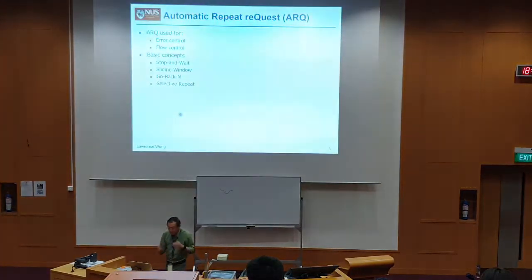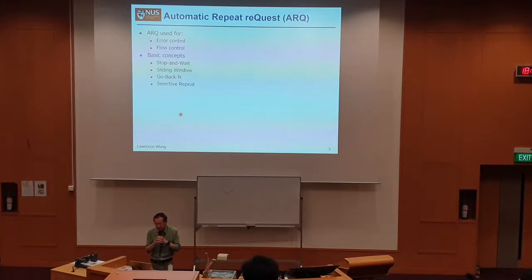As I mentioned earlier, we have this flow control. So that's why I should have explained all this. This is called automatic repeat request, ARQ. It's used for error control and flow control. We're going to go through some of these methods. Selective repeat is the same as selective acknowledgement, same thing.